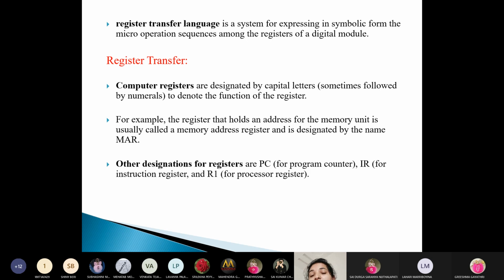So after performing those operations, the result will be stored in the same register or another register. So that is the meaning of register transfer.